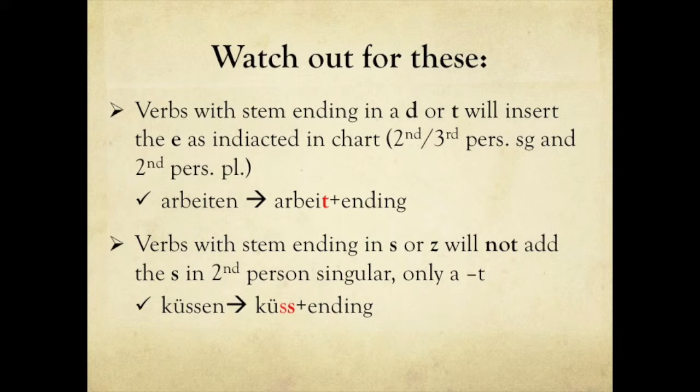Also, verbs with the stem ending in an S sound or a Z, they will not add the extra S in the second person singular, but only a T. So küssen, to kiss, we take off the en ending, the verb marker. We end up with küss, so that ends in an S sound. And we just simply attach the ending, but we do not insert another S for the second person singular.